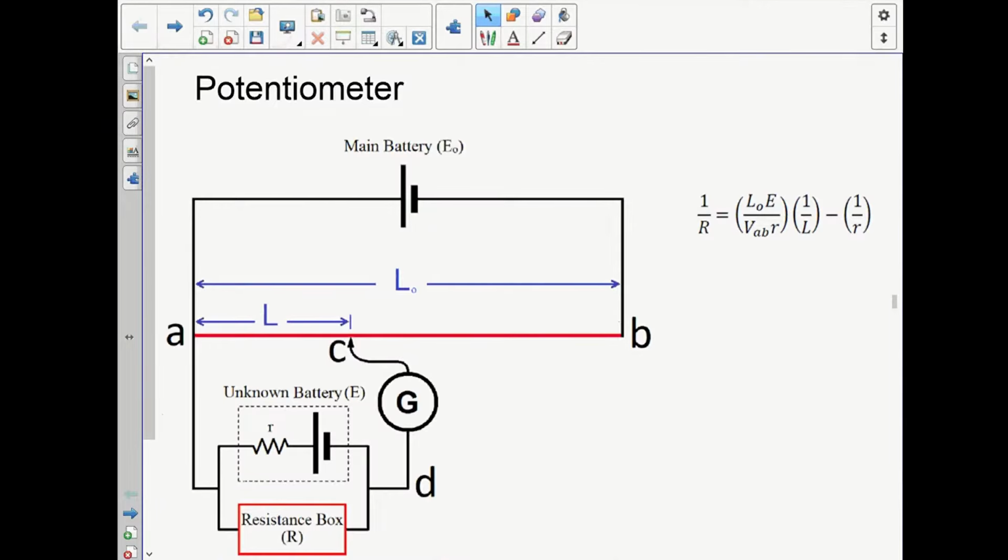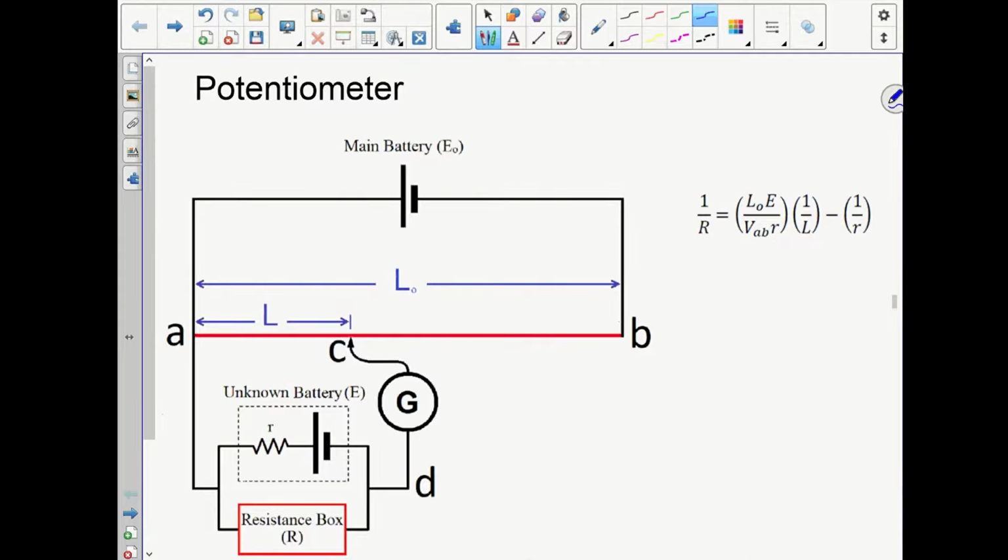This is the circuit called the potentiometer circuit. We'll use it to find the internal resistance as well as the electromotive force of an unknown battery. Now in this circuit, notice that the main battery is going to be output number 1 of the interface. The galvanometer will be replaced by the current sensor. The unknown battery is going to be a D-size battery, under which we have also the resistance box.